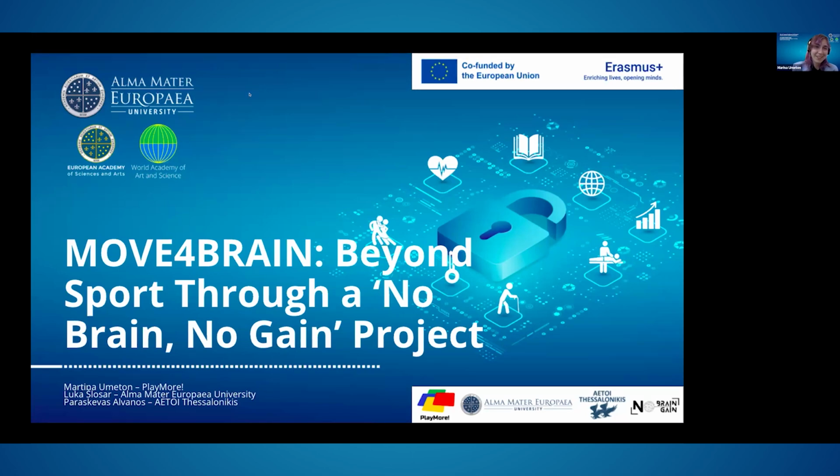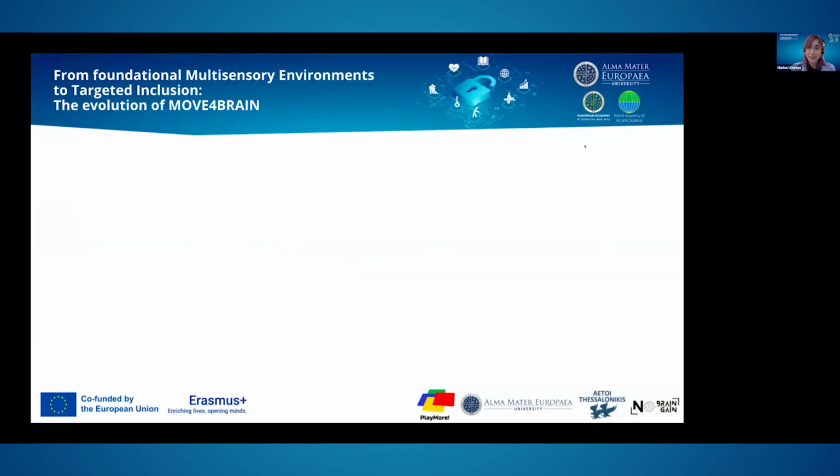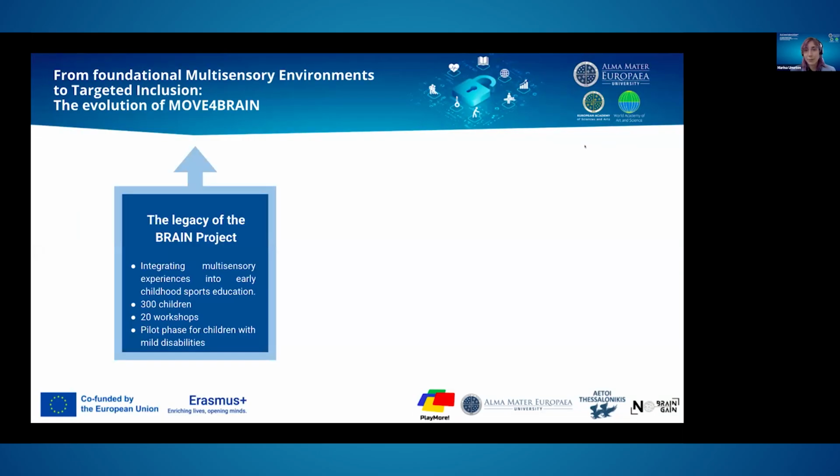But before I can tell you about the real innovation of the Move for Brain project, we need to take a step back and mention the Brain project, which is its predecessor. The Brain project was also financed by the Erasmus Plus program, and its aim was to integrate multisensory experiences into early childhood sports education as a whole. In its 2 years, it served 300 children, and it provided 20 training workshops for personnel involved in sports education.